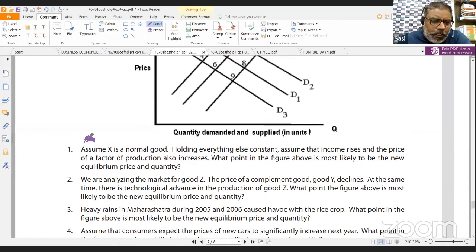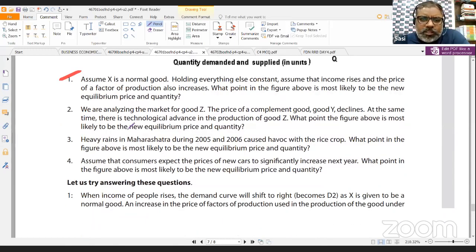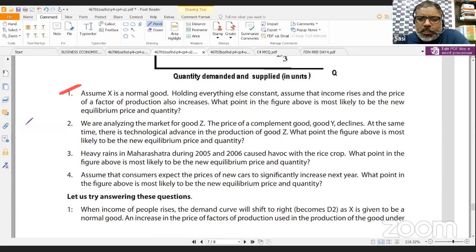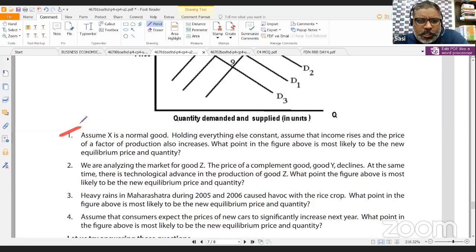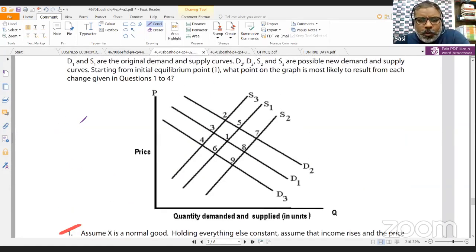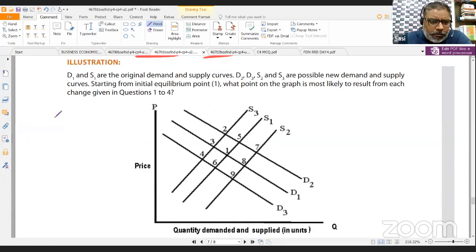Question number 1. Assume X is a normal good, holding everything else constant. Assume that income rises and the price of a factor of production also increases. What point in the figure above is most likely to be the new equilibrium price and quantity? First and foremost, the original equilibrium is 1. That is a starting point that we have to understand. This is the original equilibrium point, the intersection of S1 and D1. And S1 can change, D1 can change, increase or decrease. Anything is possible.